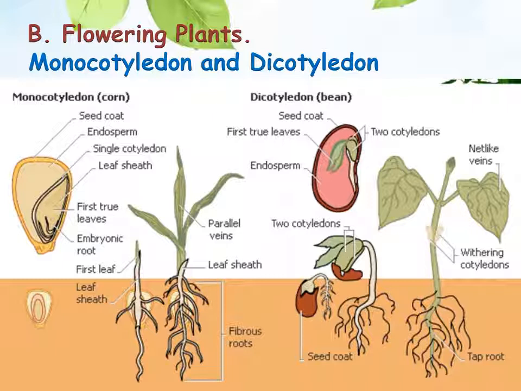And then look at the leaves. The leaves are not parallel. It has many directions, not just only one direction. And it is like a net-like veins. It is called net-like veins. So for you to understand more about the difference between the monocotyledon and the dicotyledon, please look carefully at these pictures.